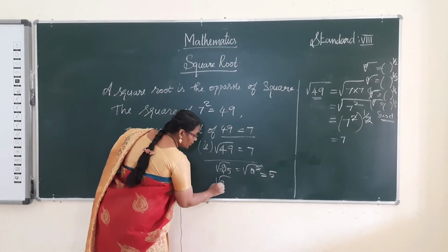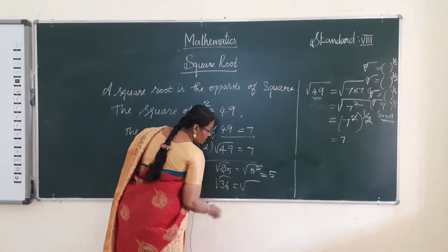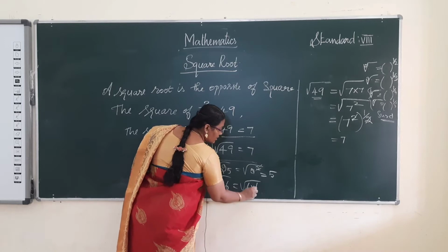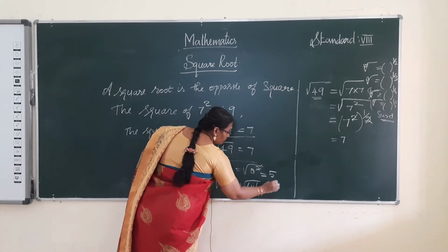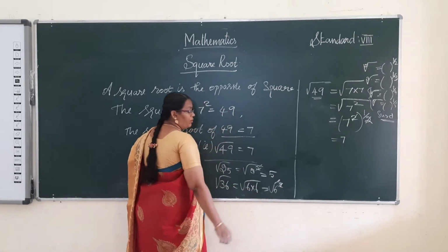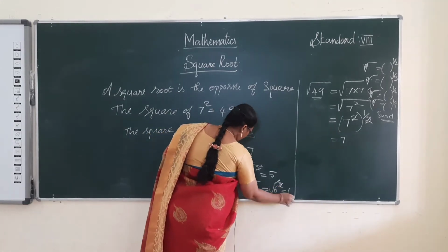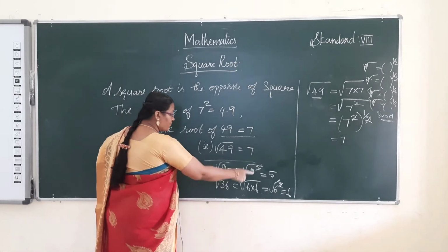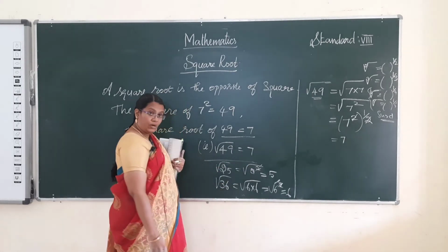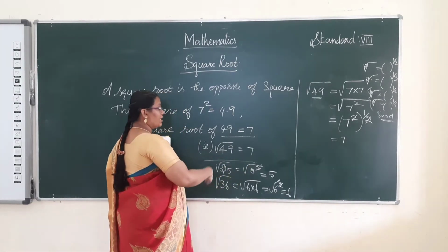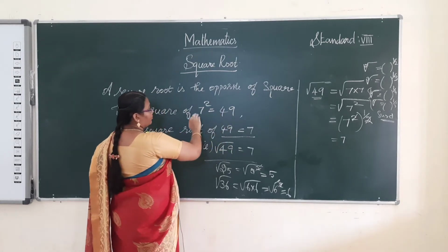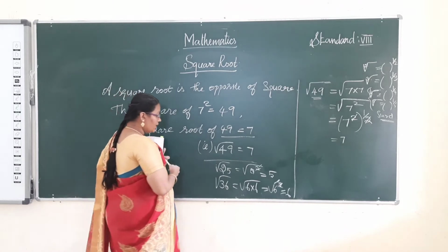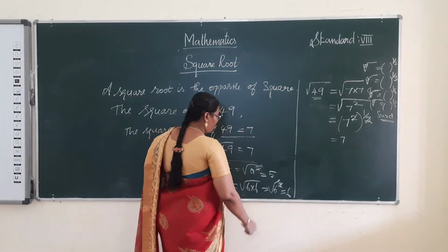The square root of 36: 6 sixes are 36, so the square root and square will be cancelled, and the answer is 6. So the square root of 49 is 7, the square root of 25 is 5, and the square root of 36 is equal to 6. In the reverse order, we get the reverse value. Opposite of the square is called the square root.